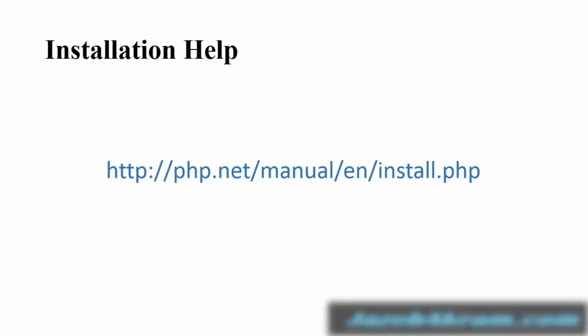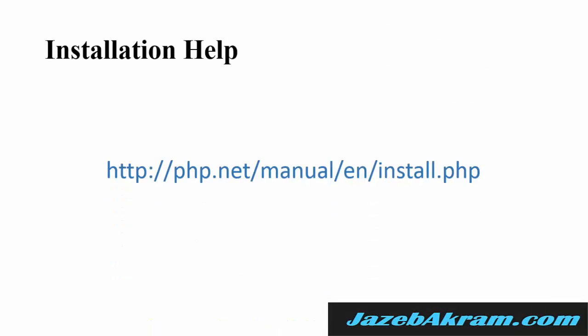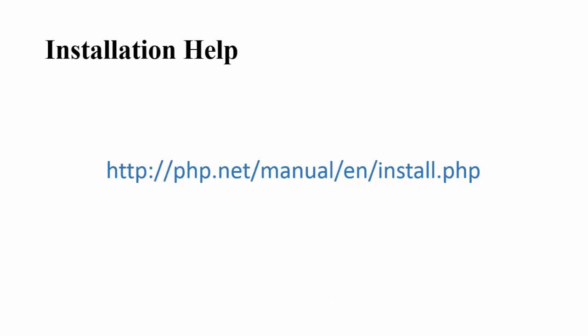If you need any assistance while installing PHP, you can simply visit the PHP website, php.net/manual. You can choose the English version, install.php, and you can see your system specification, and if there is any kind of problem, you can solve it on the fly.